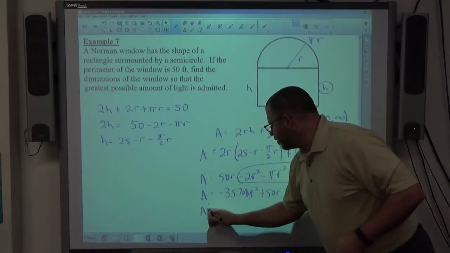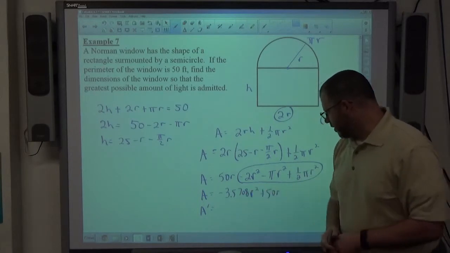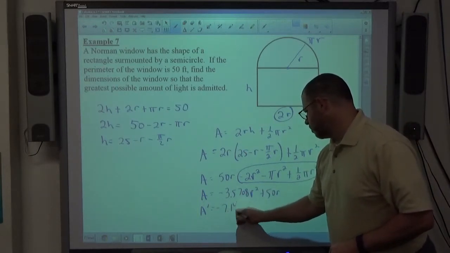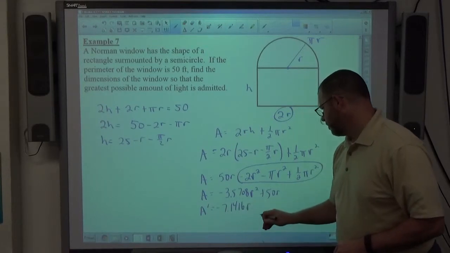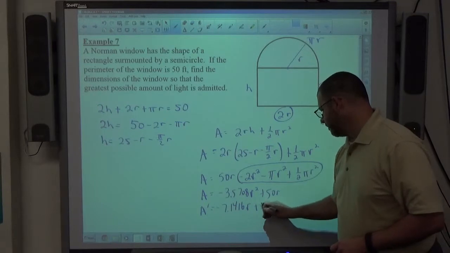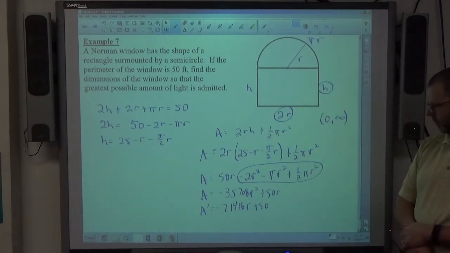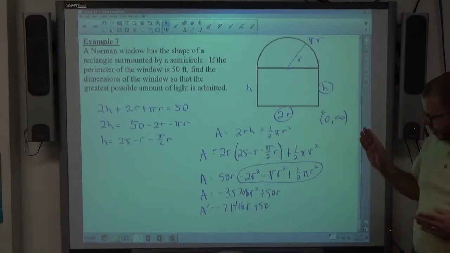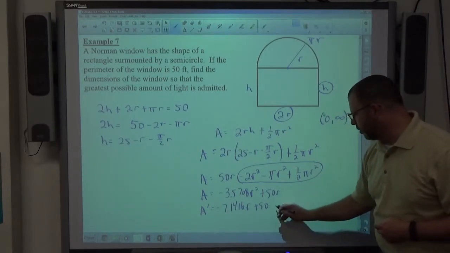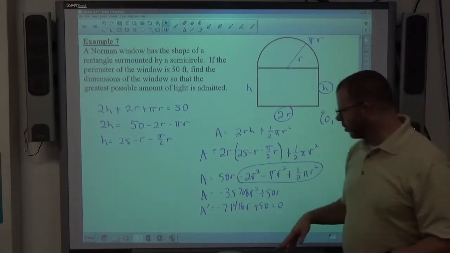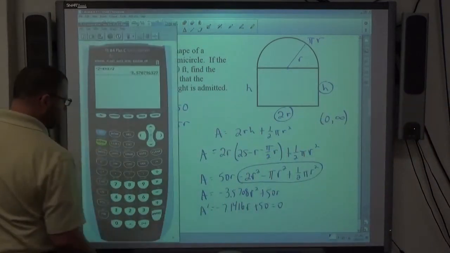A prime here is going to equal, let's see, 2 times that's going to be negative 7.1416 r plus 50. All right, so A prime is that. If I set that equal to 0, it's going to establish the value of R that I need to make this work, hopefully.